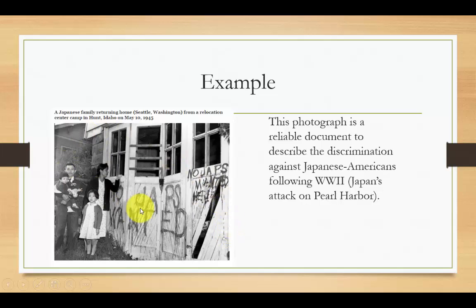Just in one picture alone, we get a really good understanding of what kind of discrimination that family would have experienced. So this photograph would be more reliable than a drawing, for example, of the same scene. So the type of source is very important in assessing reliability.